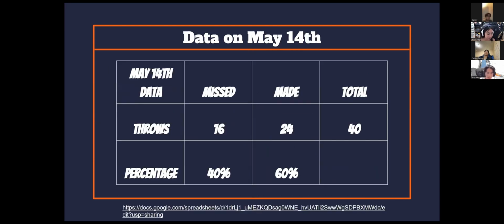Okay, so this is our data. Mr. Sandate made 24 out of 40 free throws. So that means he missed 16. Below is our spreadsheet for the data, and then this just shows that from the sample, he is a 60% free throw shooter.